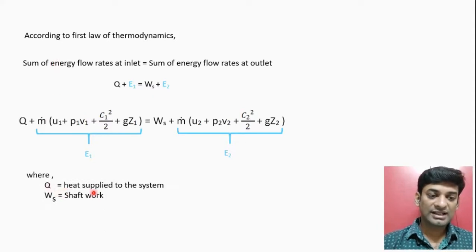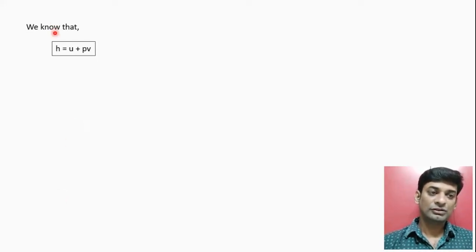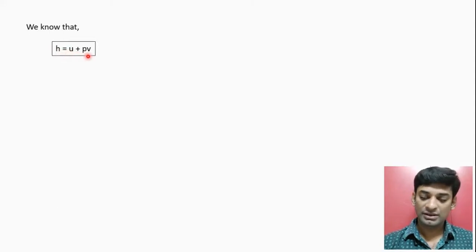where Q is nothing but heat supplied to the system and the shaft work is nothing but Ws. We know very well the enthalpy is denoted as H. The enthalpy is nothing but the sum of internal energy and flow energy. So H can be written as U plus PV.